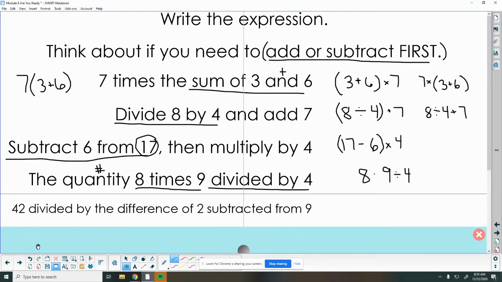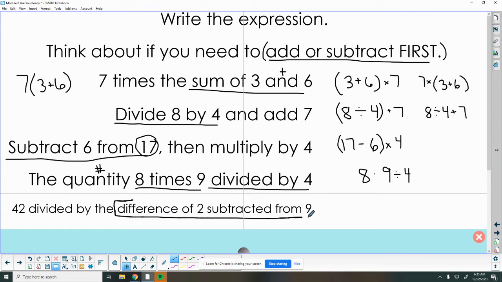Now we have 42 divided by the difference of 2 subtracted from 9. So 42 divided by this. So this sounds like it's a group. We need to figure this out in order to divide it into 42. So the difference of 2 subtracted from 9. So we're taking 2 away from 9. So that means 9 comes first. And then we're subtracting 2.